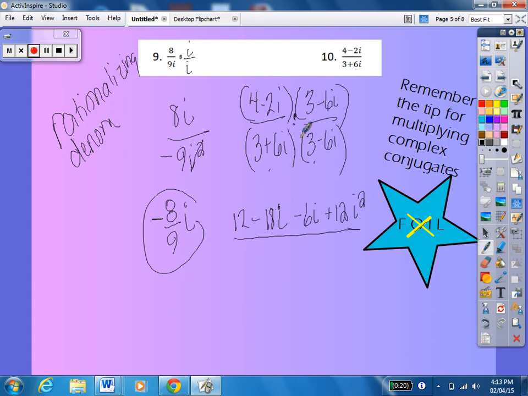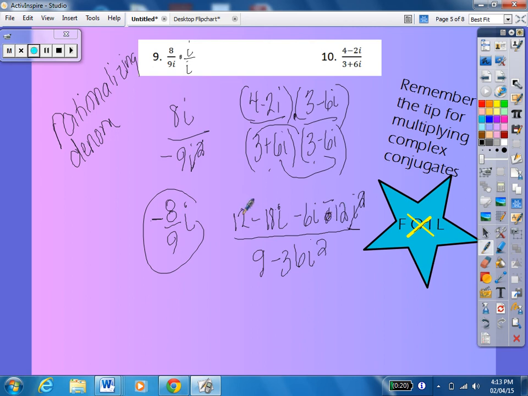Again, we're multiplying conjugates, so we just have to do the first, the outer, the inner, and the last. So 3 times 3 is 9. 6 times negative 6 is negative 36. i times i is i squared. Now what we're going to do, folks, is simplify and rewrite. So we're going to take this i squared and make that a negative 12. And we're going to rewrite this problem.